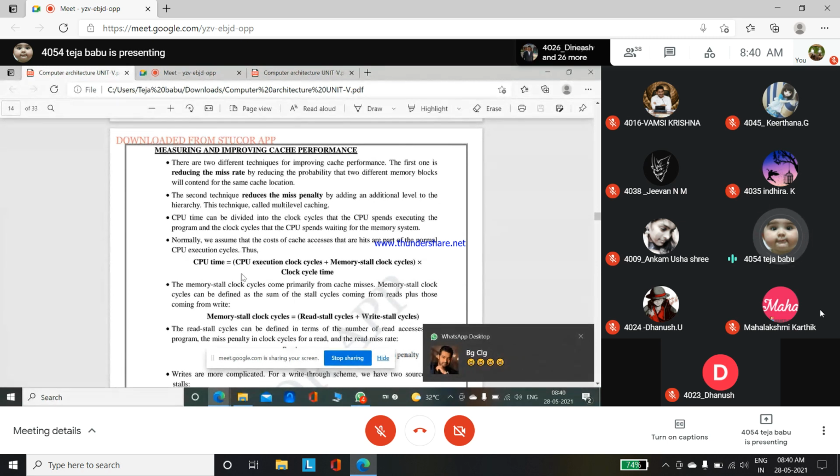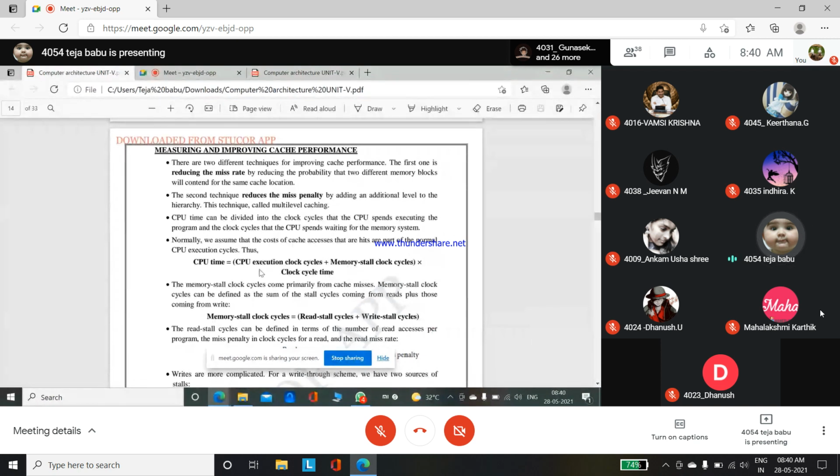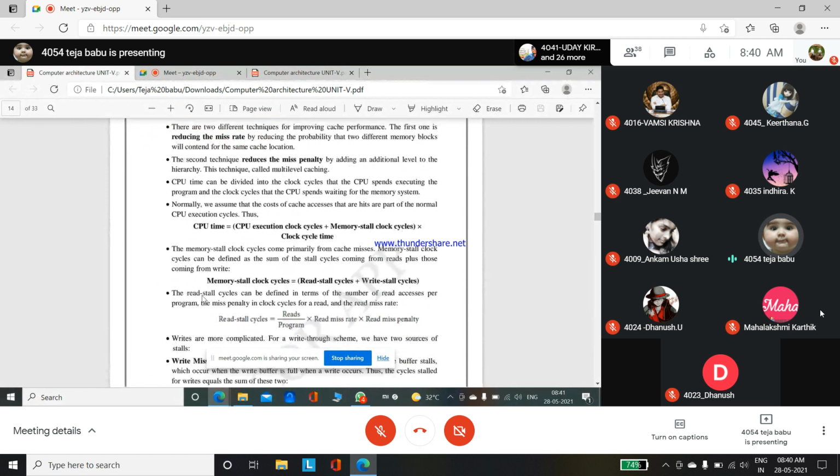So as in the CPU time formula we discussed before, execution clock cycles plus memory stall clock cycles. Here, executing the program is one operation and waiting for the memory system is another operation. CPU time equals CPU execution clock cycles plus memory stall clock cycles, multiplied by the clock cycle time mentioned here. Let's go to the next point.